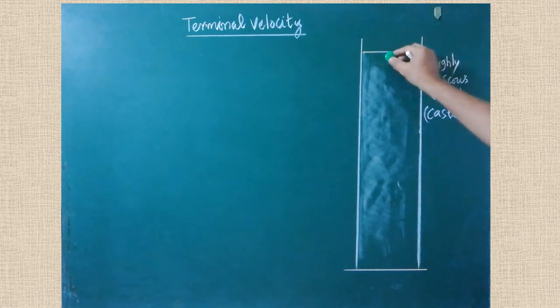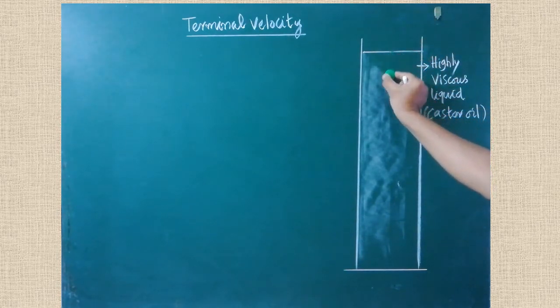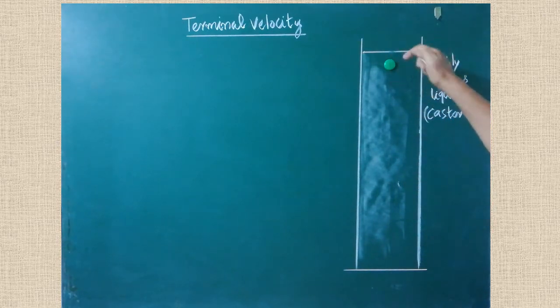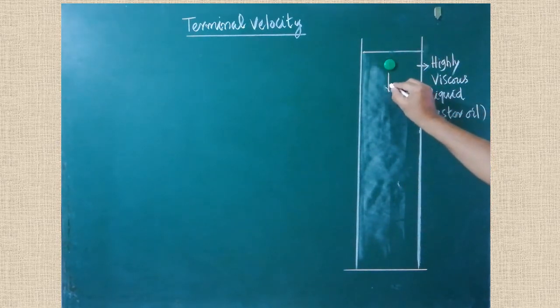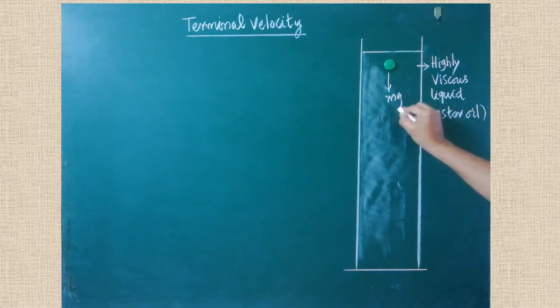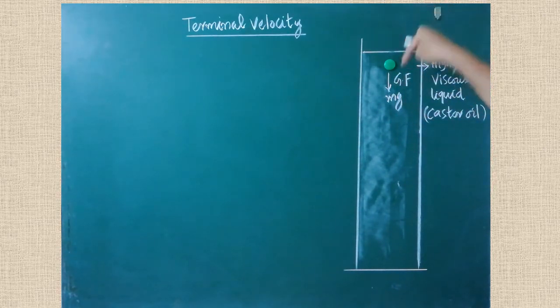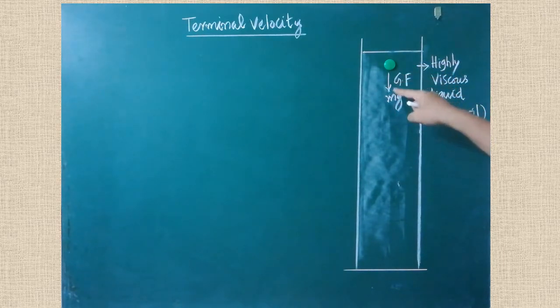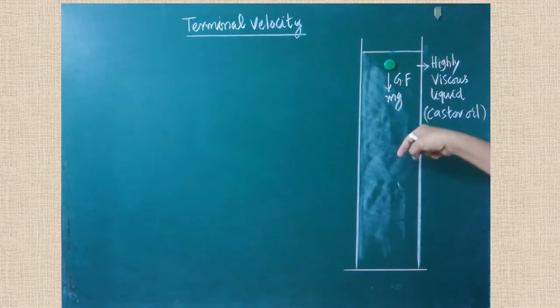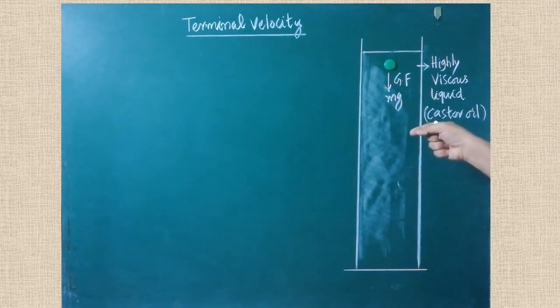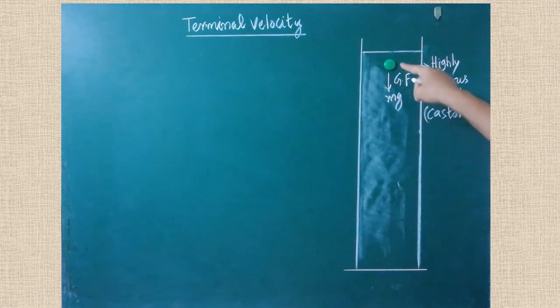The metallic sphere will move very fast because of gravitational pull. A downward gravitational force is acting on the metallic sphere. Are you clear? Its value is mg. When it is descending, initially the metallic sphere will be accelerated, so each and every moment the velocity will be increasing. And two more forces are also acting on the metallic sphere.